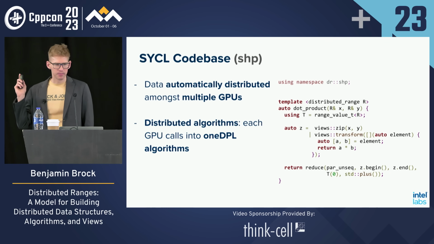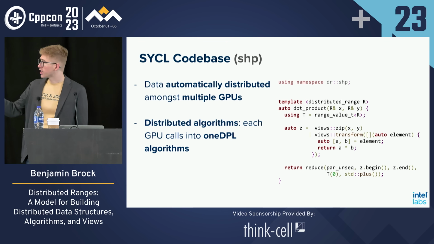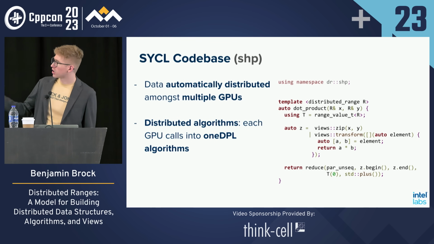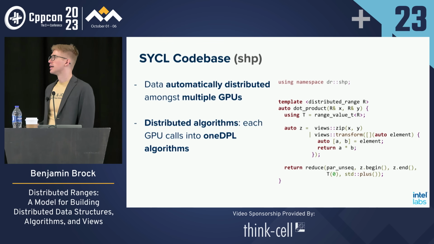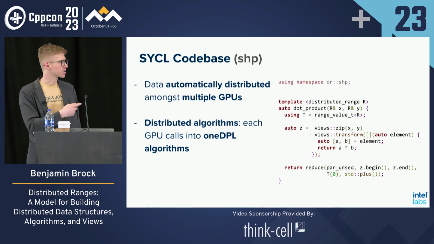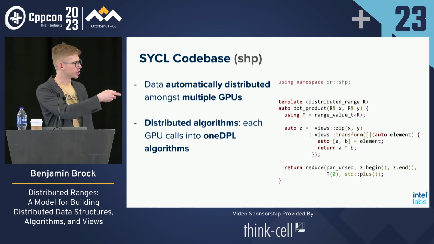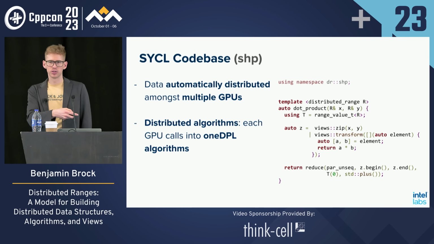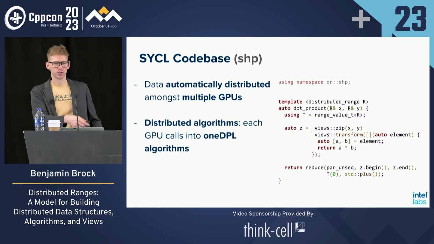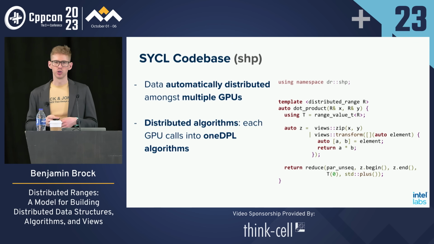Okay, so in the SYCL code base, in SHP, we can basically execute this standard C++ program that we looked at the beginning. It will be automatically distributed across multiple GPUs. We essentially just have to use this new namespace, where these algorithms and these concepts are implemented. And then what this is going to do inside of the reduce algorithm is issue a bunch of calls to this one DPL library, which is going to execute kernels on all of your different GPUs to perform this dot product.